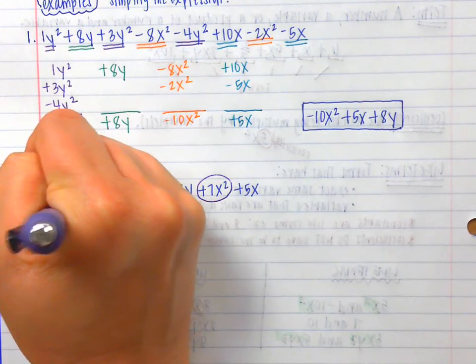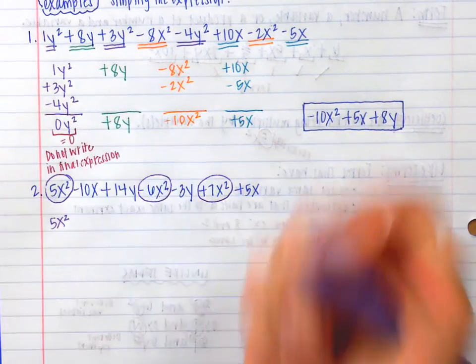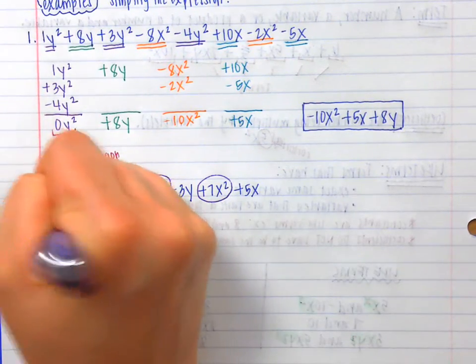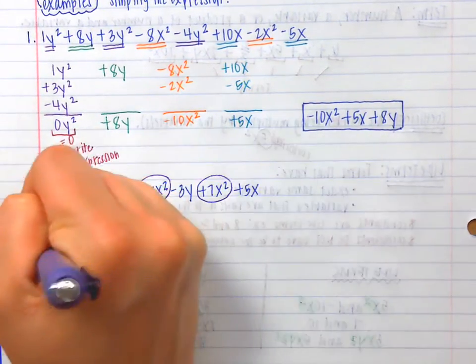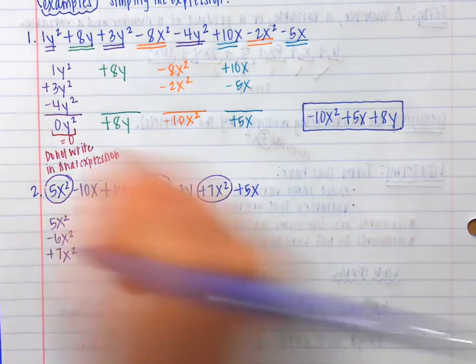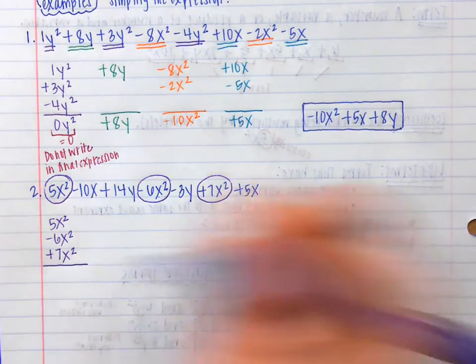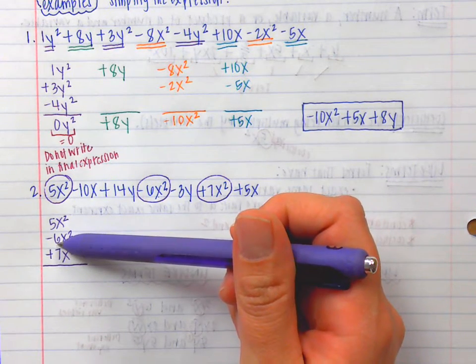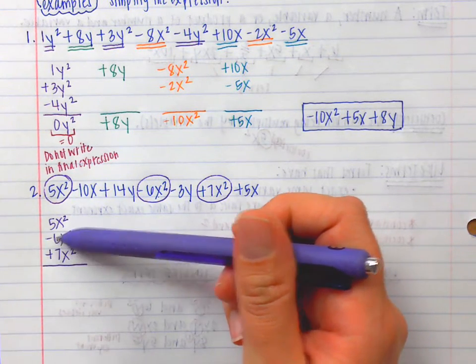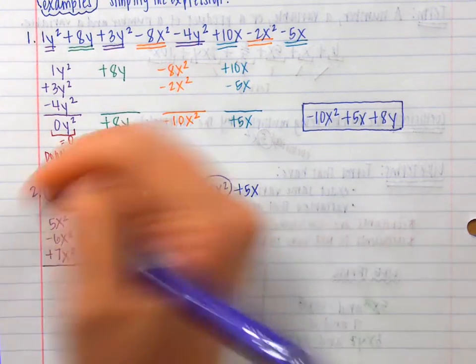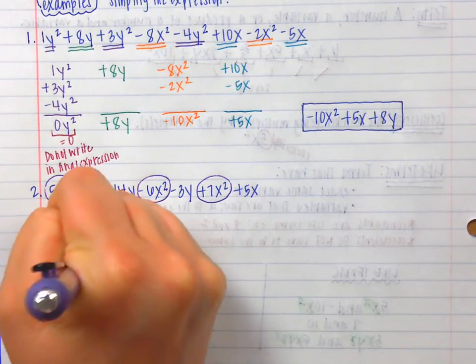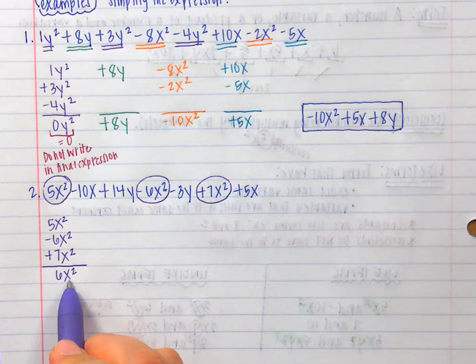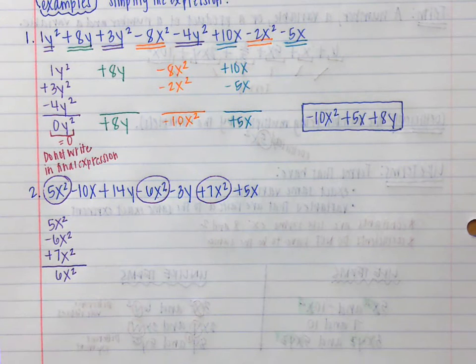So I'm again going to write those down on one line. So 5x squared minus 6x squared plus 7x squared. And I can start there. Okay, so 5 minus 6 is -1, and -1 plus 7 is 6. So we have 6x squared. Notice the variable and the exponent don't change.